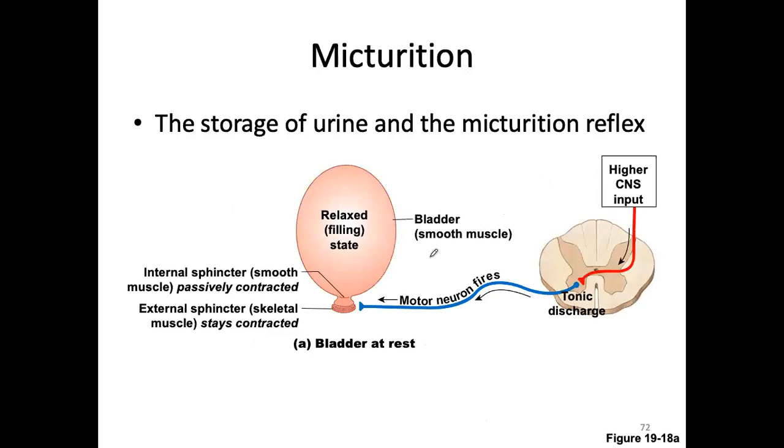The last thing is micturition. So micturition is the storage of urine and the micturition reflex, okay? So here's the bladder. So notice you have a motor neuron that's firing, that's constricting this external sphincter. This is a skeletal muscle sphincter. And then the smooth muscle sphincter, the internal one, is passively contracted. So as the bladder is filling, how do we not pee out stuff, or how do we not urinate? That smooth muscle is contracted, right? So the more this stretches, the more the smooth muscle contracts, and then this is contracting using a motor nerve.